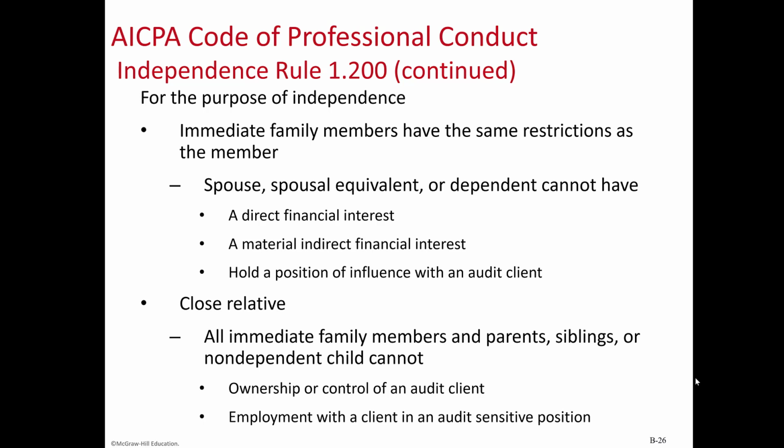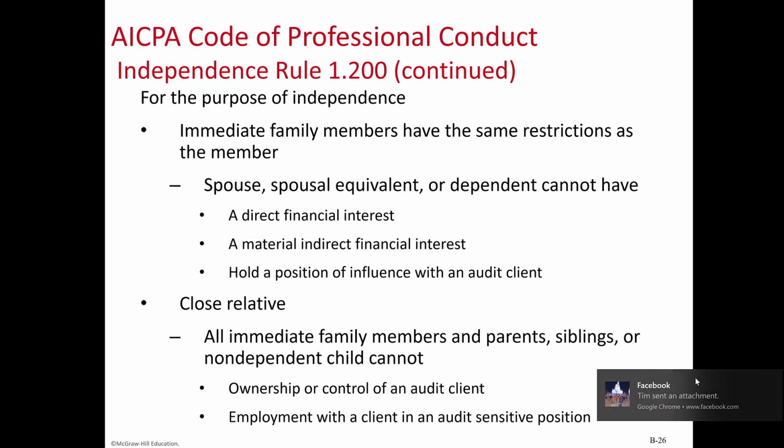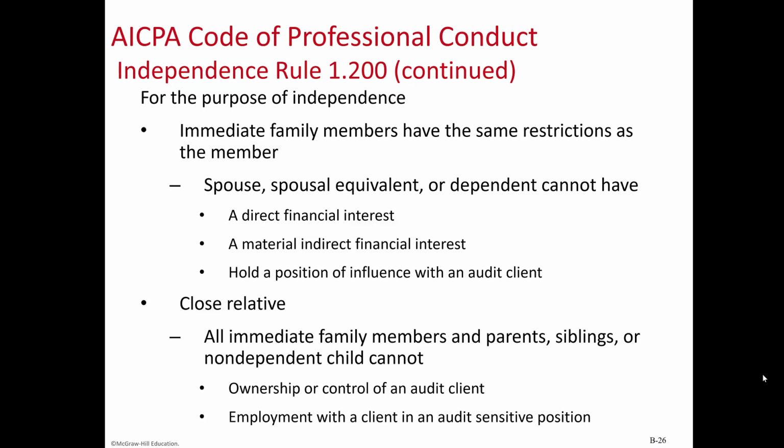So then, for the purpose of independence, immediate family members have the same jurisdictions as the member. So whether you're a spouse equivalent or a dependent, you also cannot have a direct financial interest or a material indirect financial interest, and you cannot hold a position of influence within the audit client. Also, a close relative, which includes all immediate family members, such as parents, siblings, or non-dependent children, also cannot have ownership or control of an audit client. Employment within the client in an audit-sensitive situation is also not allowed.